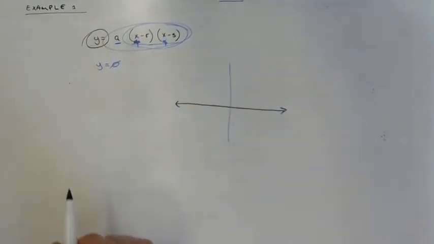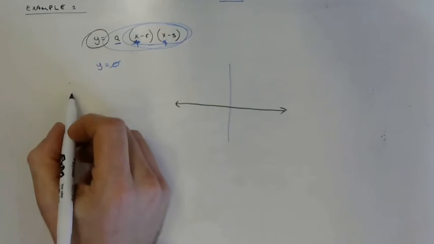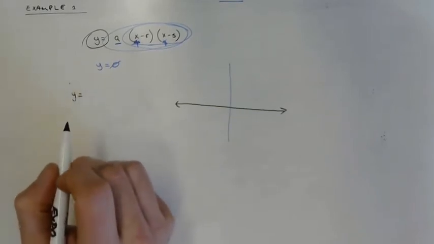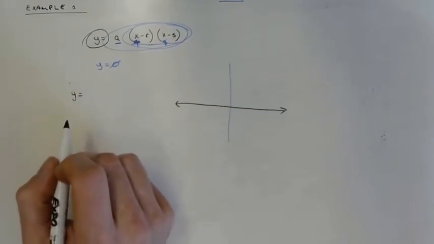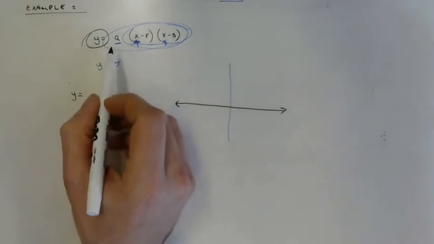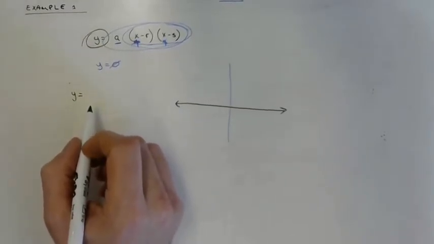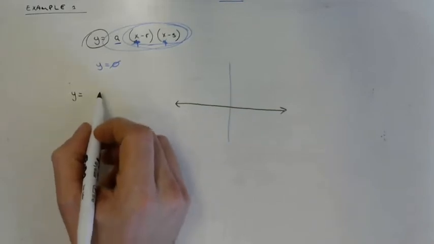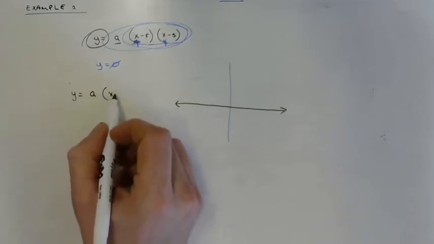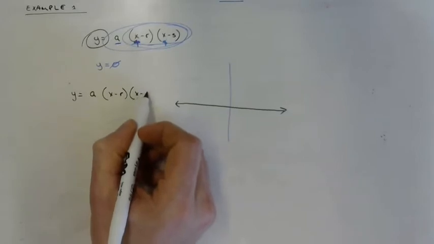Another question came up, which was similar but worded differently. What happens if there is no stretch compression? Doesn't mean that A is 0. It means that A is 1. Why 1? Okay, if there's no stretch compression, you're just left with this.